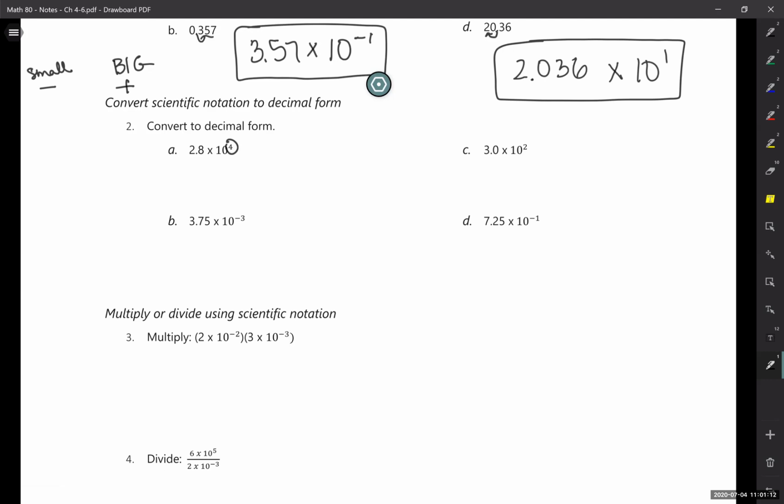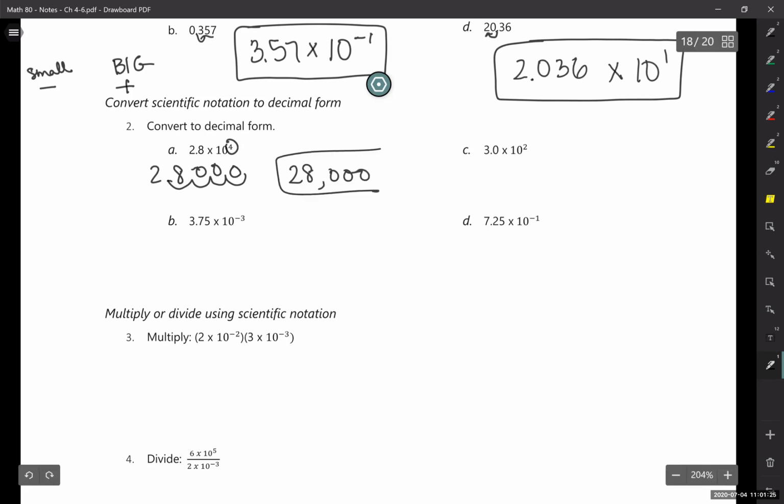So I start off with my 2.8, and then I'm going to move it 4 places, 1, 2, 3, 4, and we get, I'll just rewrite that, 28,000 as our number. That is our big number. If I had moved the other direction, I would have ended up with a very tiny number, and that would have been wrong because the exponent's positive.